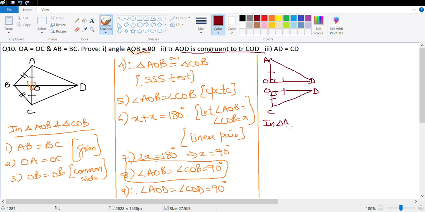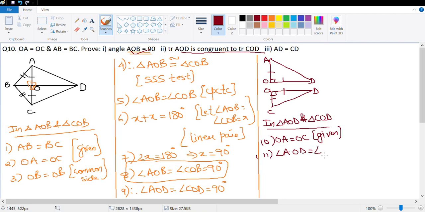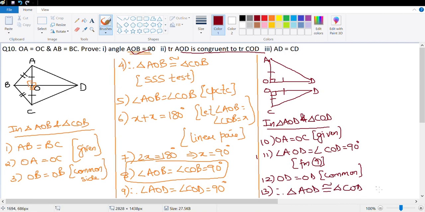So in triangle AOD and triangle COD, what we have is point number 10, OA is equal to OC. This is given. Point number 11, angle AOD is equal to angle COD is equal to 90 degrees. This is from point number 9. And the next point is OD is equal to OD, common side. Therefore, triangle AOD is congruent to triangle COD by the side angle side test. So that's the second part of the question that they wanted us to prove. That's also done. Let's look at the third part.